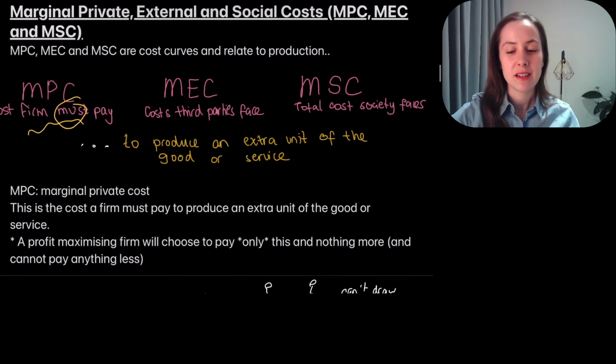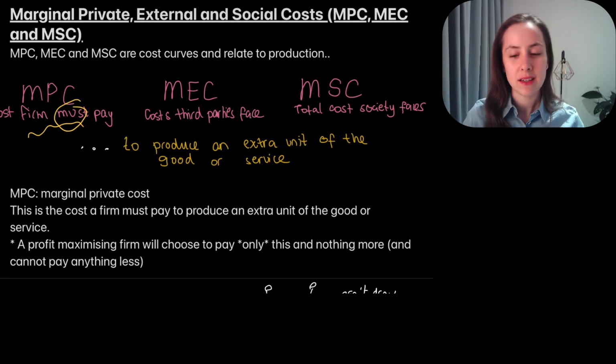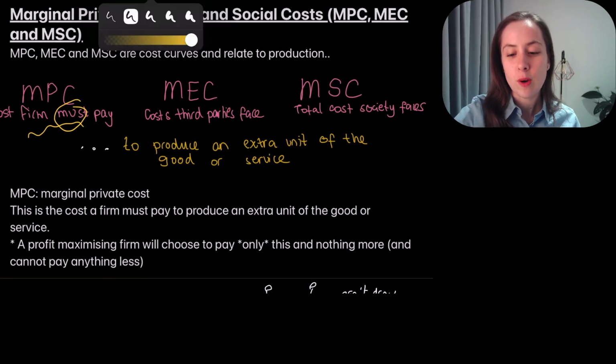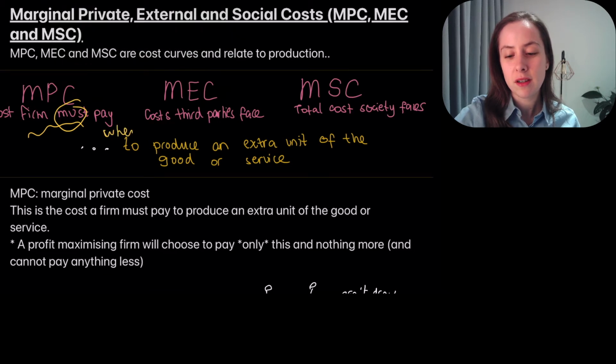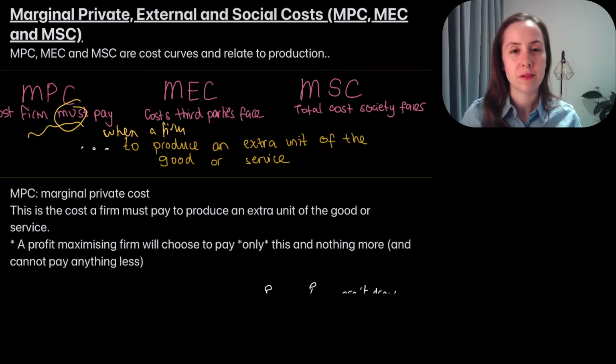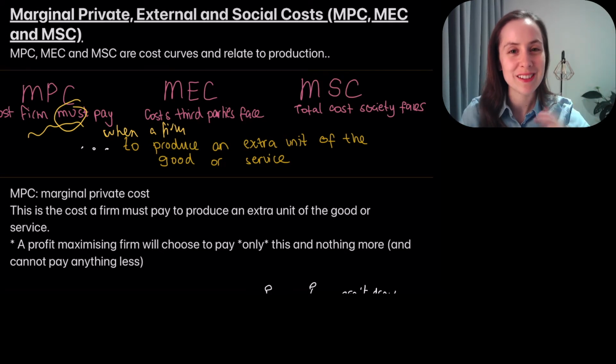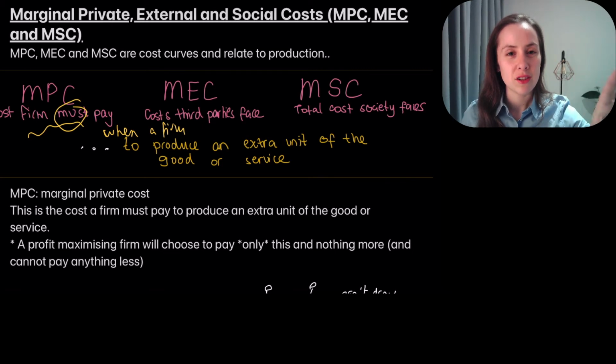Let's find the next bit. Next is the MEC, marginal external cost. That is the cost the third party faces when a firm produces an extra unit of a good or service. So these third parties had no idea what was coming, because another firm somewhere else that was not related was producing a good, and then they happen to feel the impact.